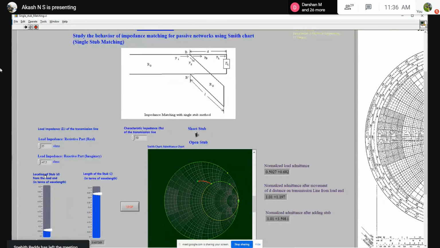This is the location of the stub. As we increase this, we can see that it produces the normalized load admittance and the normalized admittance after movement.